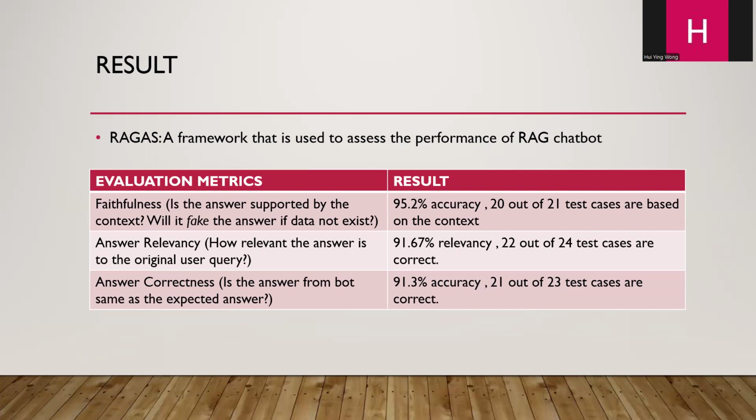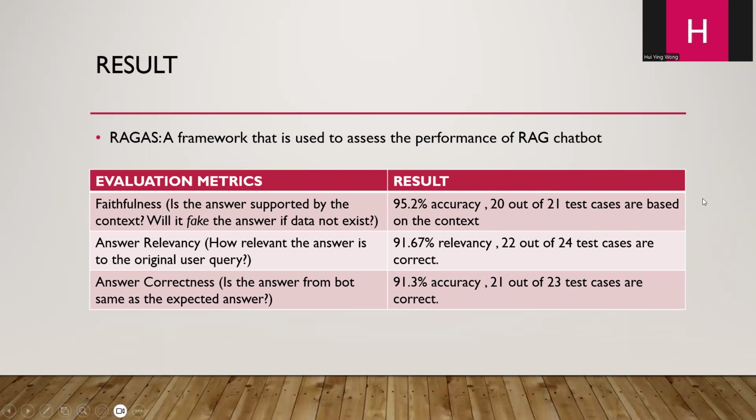First is faithfulness, where we assess each query in the test dataset and ask, is the answer fully supported by the context? It scores zero if the data does not exist in the database. And I managed to achieve 95% accuracy.